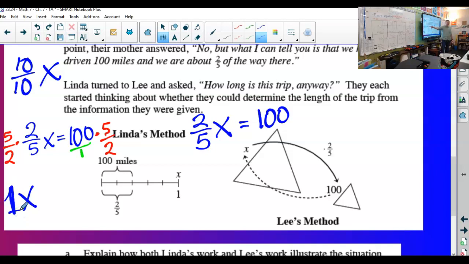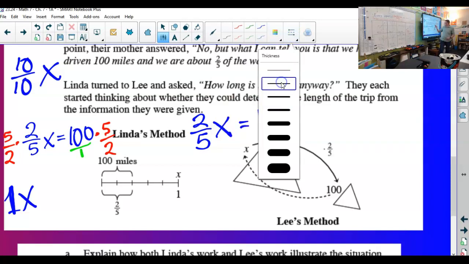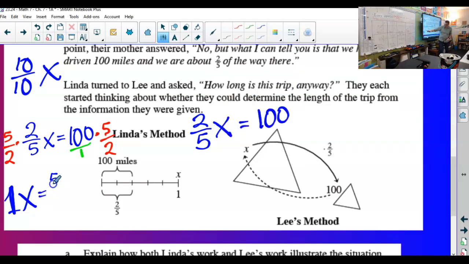Okay, let's do the multiplication over here. Look up here, because I know we're still getting comfortable with this. We do top times top, bottom times bottom. What's 100 times 5? 500. What's 1 times 2? 2. Well, that's not that difficult. You guys are too good for that. 500 over 2. What is that?